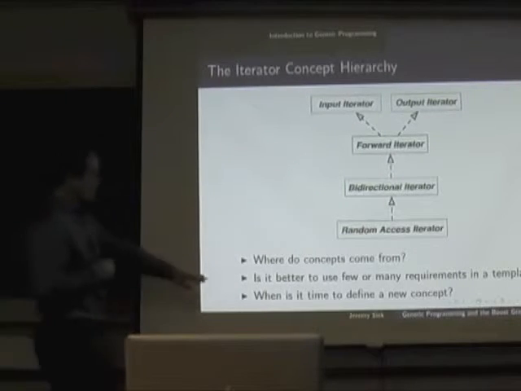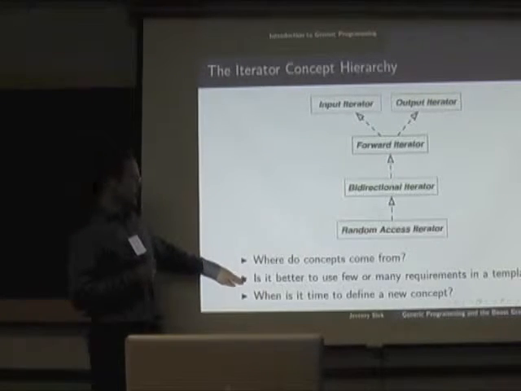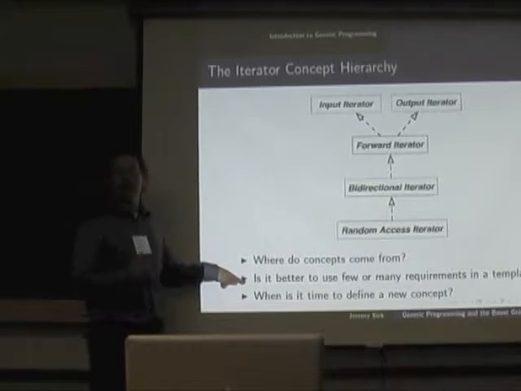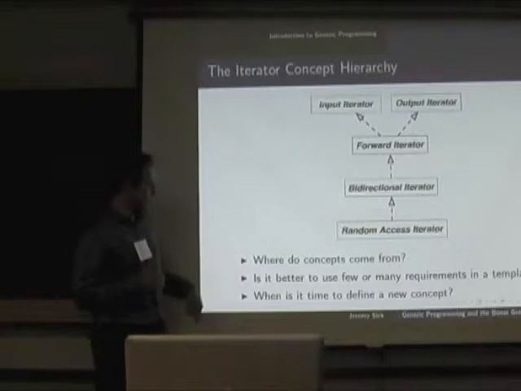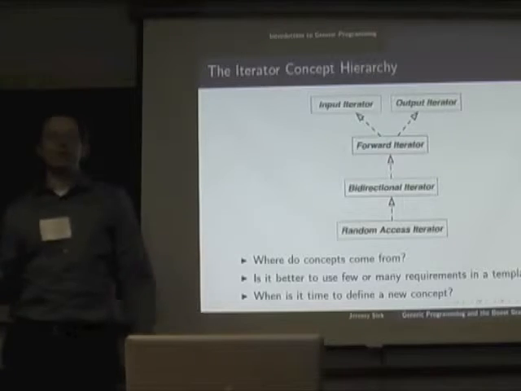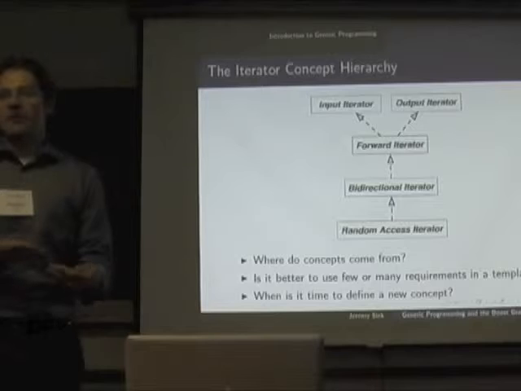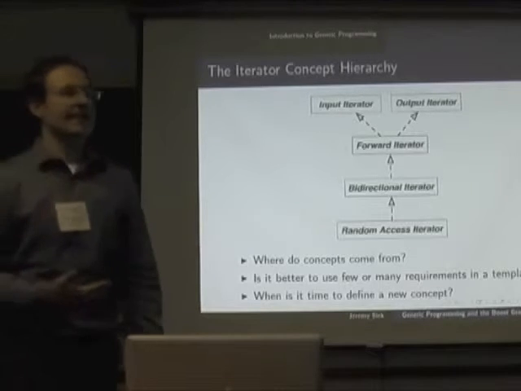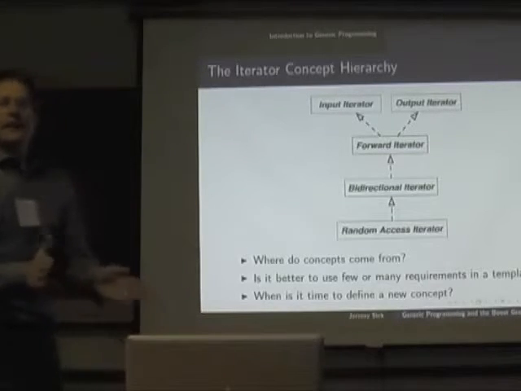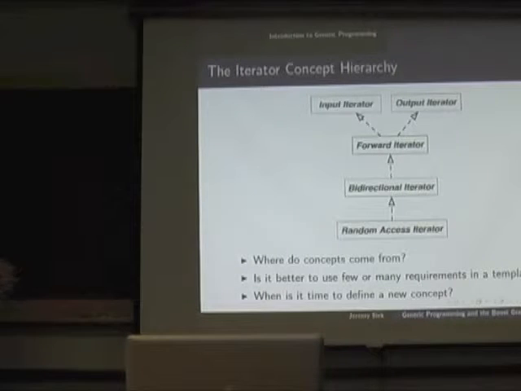I think in some sense I already answered this. Is it better to use few or many requirements in a template? The answer is few. The fewest possible that you can get away with and still get the algorithm to work. That's an important process of trying to reduce and minimize the requirements. When is it time to define a new concept? When you're implementing new algorithms and there just doesn't happen to be a concept out there already that matches the minimal requirements that you need. Any other questions about that?